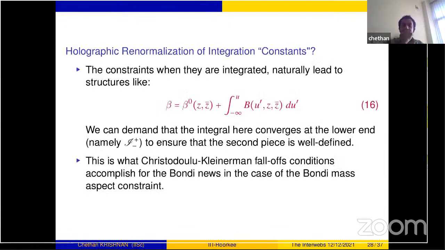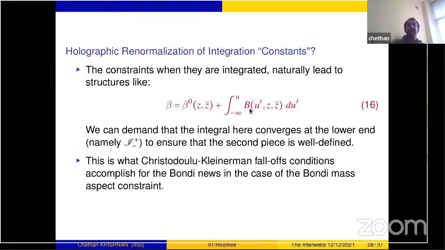Let me come to the general structure of how we integrate these constraints. I'm writing a schematic expression for a general constraint, showing how the Einstein constraint gets solved. The general solution involves an integration from Scri plus minus up to u, where the integrand is the right-hand side of the constraint, whatever that might be.